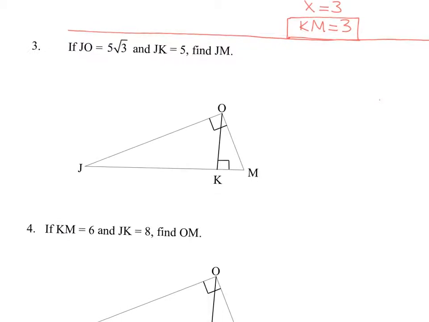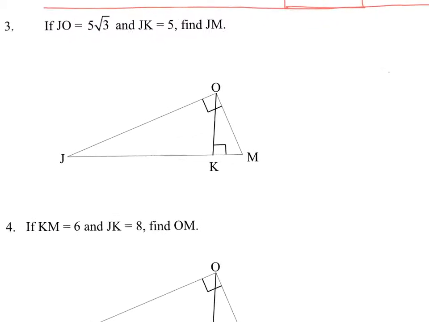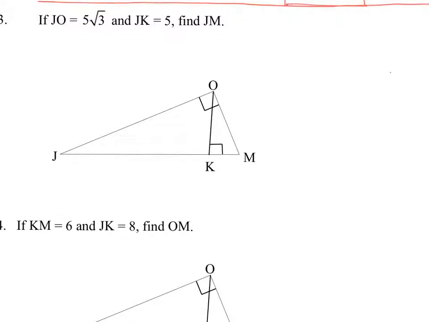Okay, moving on. JO is 5 root 3. Looks like another one similar to the last one. JK is 5. And JM is what we would like. We need to find our hypotenuse. Well, since we need to find our hypotenuse, we have to think about what we were given. And we were given a leg.